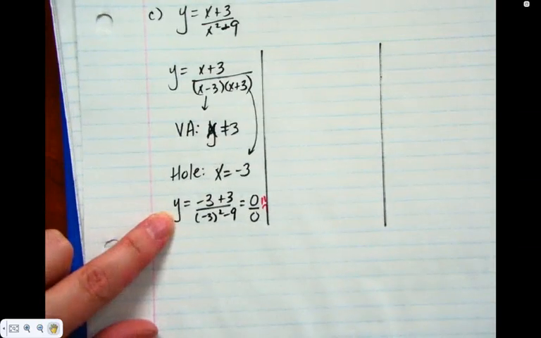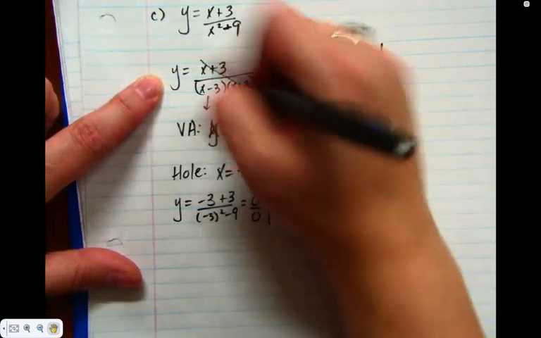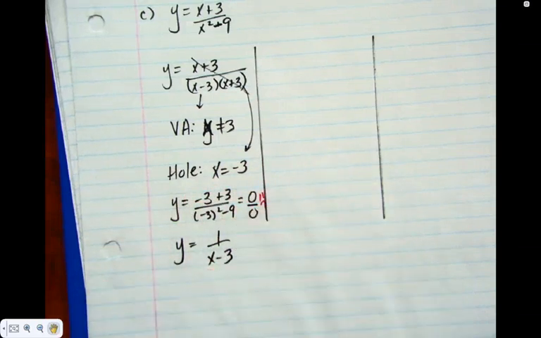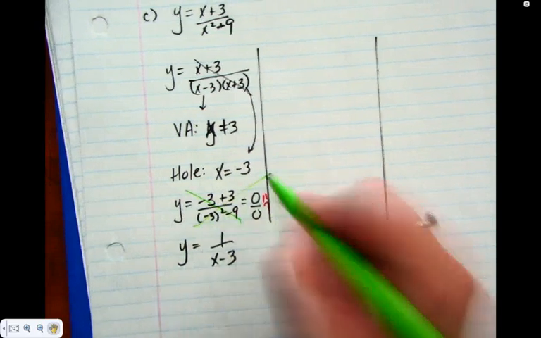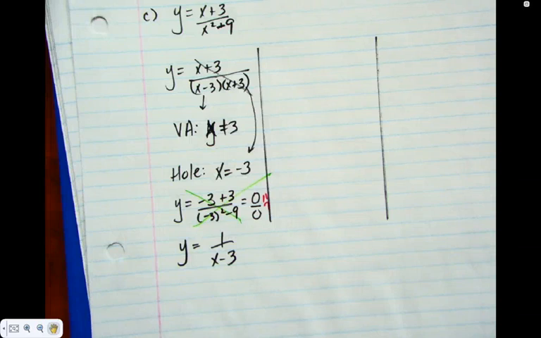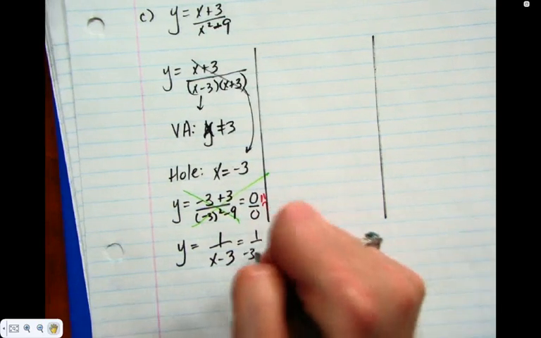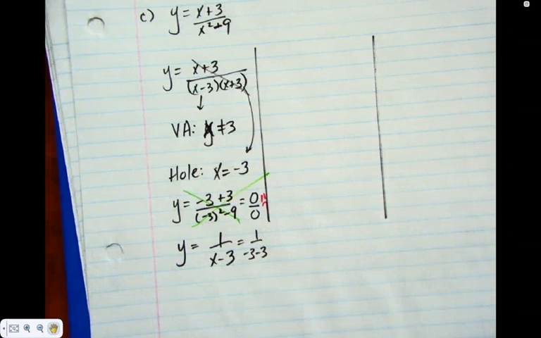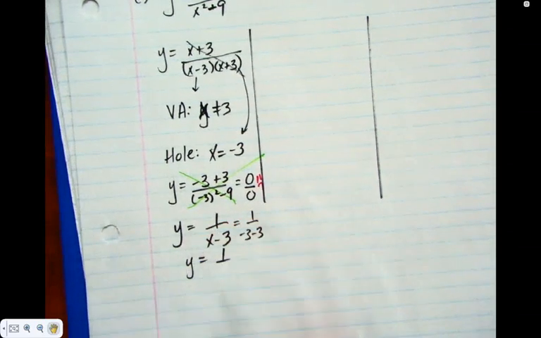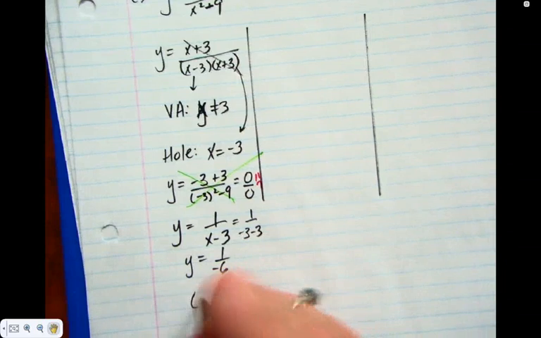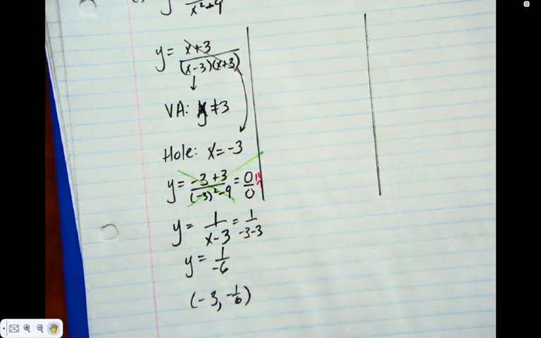Instead of going to the original function, go to the canceled function. So these are going to go because it's a hole. What I really have left for my function is 1 over x plus 3. I showed you that step because your brain is going to want to go back to the original function. The problem is if you go back, you're always going to have that 0 on the bottom. So you want to go to the canceled function to find the y coordinate. So this now just becomes 1 over negative 3 plus 3, and on the bottom, negative 3 becomes negative 6. So our hole happens to be at negative 3, negative 1/6.